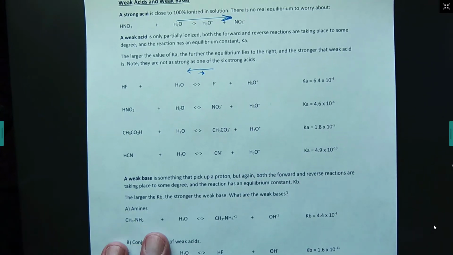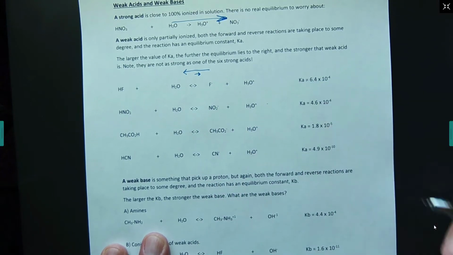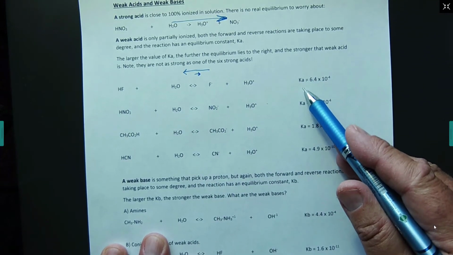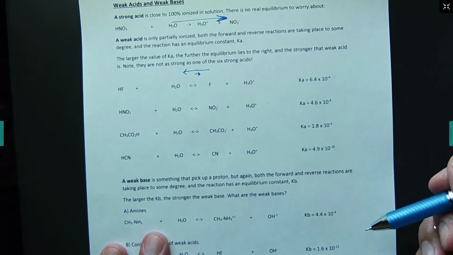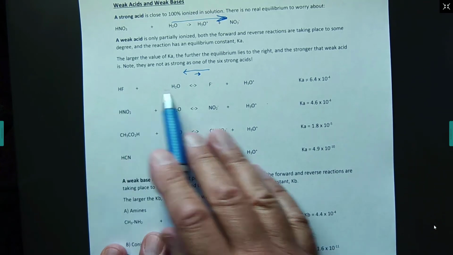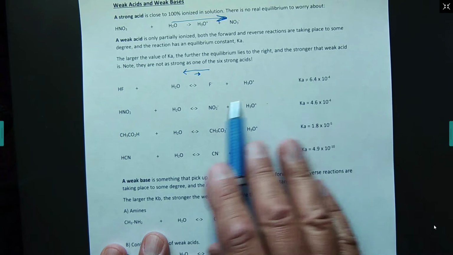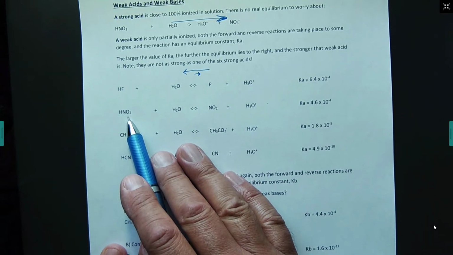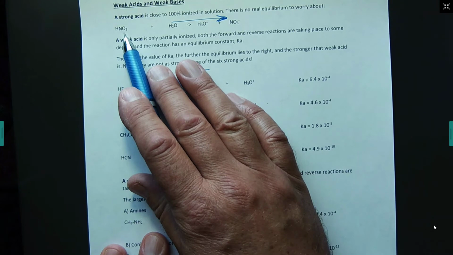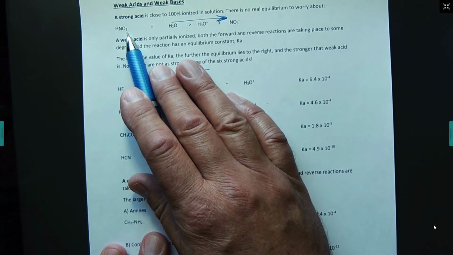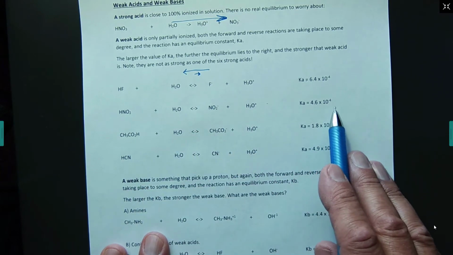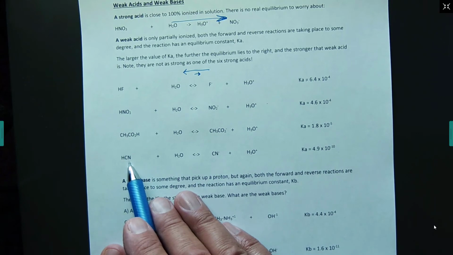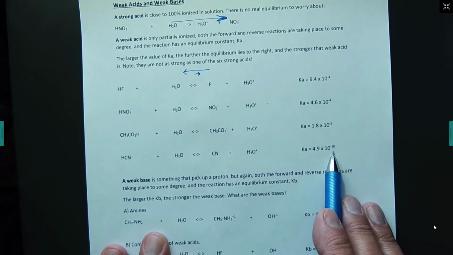Now, for weak acids, because it's an equilibrium thing, we have equilibrium constants, Ka, the equilibrium constant for the weak acids. And these things vary all over the board. You're seeing here for hydrofluoric acid, 10 to the minus fourth. Nitrous acid, that's not nitric. Nitric is the strong one, HNO3. Nitrous acid is weak. Nitrous acid, 10 to the minus fourth. Acetic acid, minus fifth. Hydrocyanic acid, boy, that's really weak. 10 to the minus 10th.